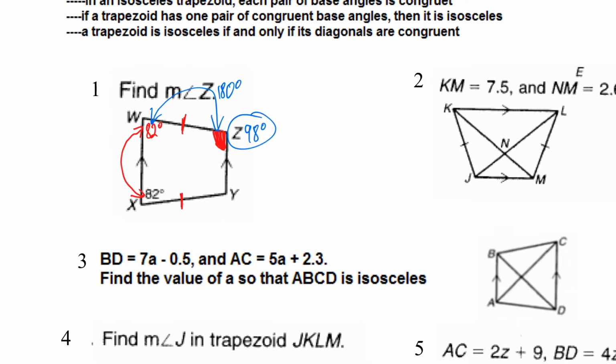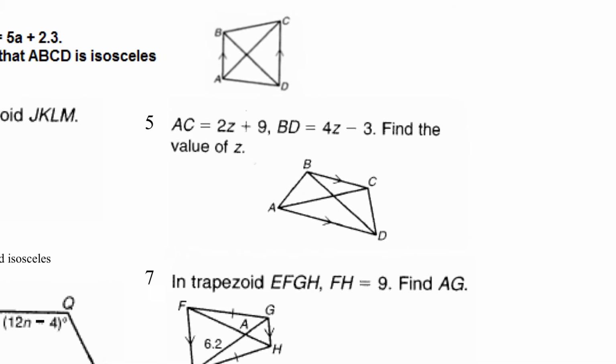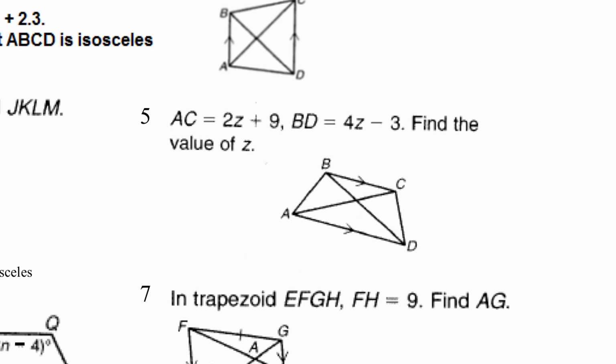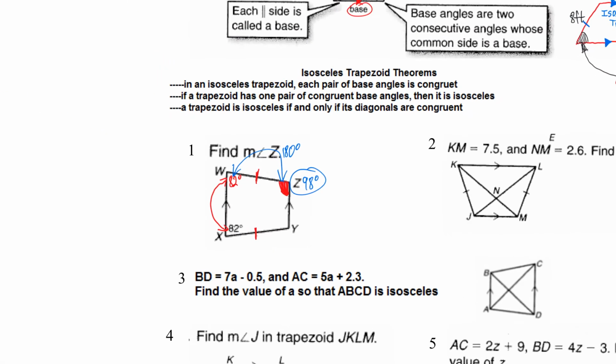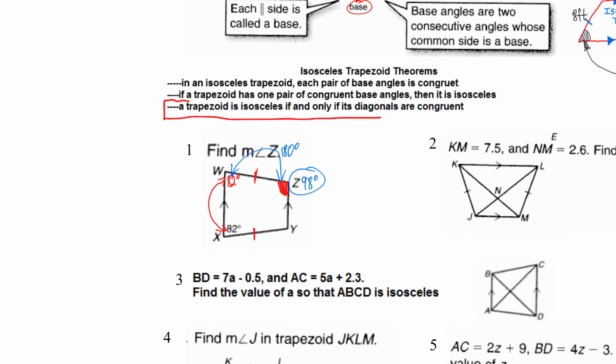Okay, I'm going to skip down to number 5. It should have been marked on here, it just got missed, but we're going to say that this is an isosceles trapezoid. I'm rushing, so I'm forgetting stuff here, sorry, but one thing I want you to know is that in an isosceles trapezoid, the diagonals are congruent to each other. A trapezoid is isosceles if and only if its diagonals are congruent.